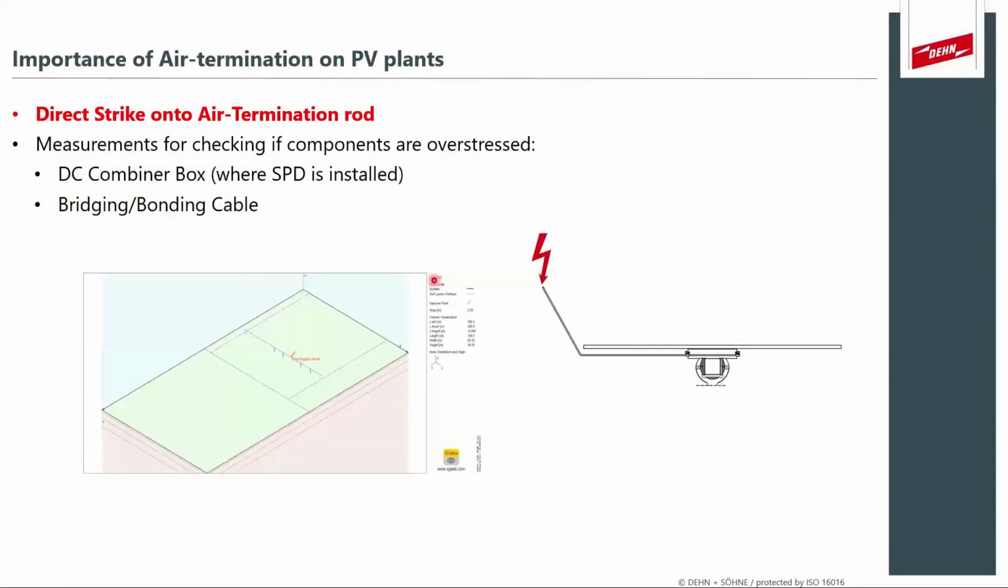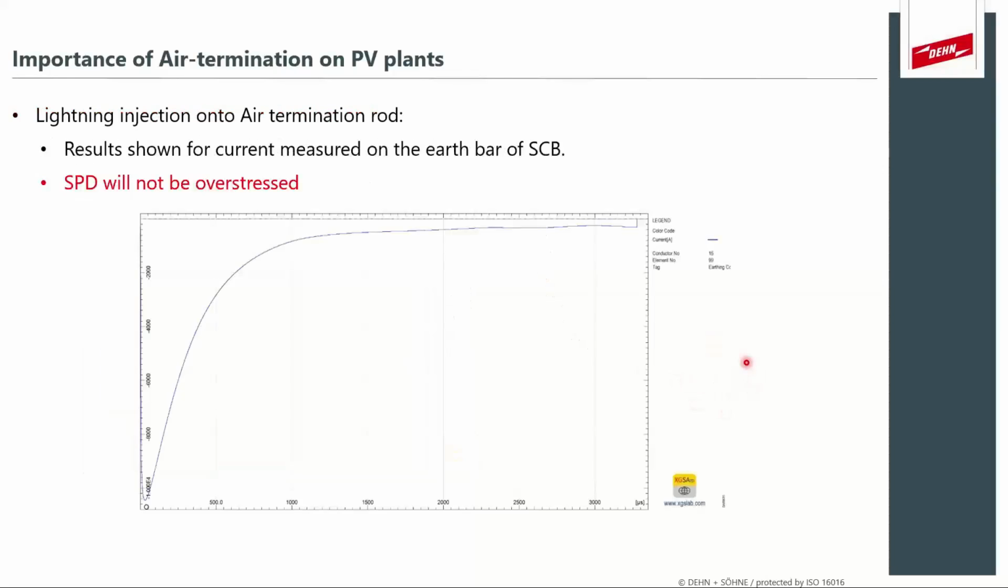Okay. Then we try to fix the problem, so we install air termination rods on the same PV plant, same setup. Only thing we add is the actual air termination rod, and then we inject the lightning current onto the air termination rod, and we then try to see what would happen again to the DC combiner box and the earth bar to see if the SPD would still be overstressed or we would still have subsequent damage further downstream. And then just for sanity check, also check how much current will now go through the bridging cable again, which is bonding the arm to the pile, because we now have a very dedicated path at this direct point.